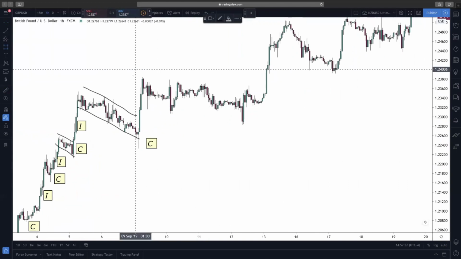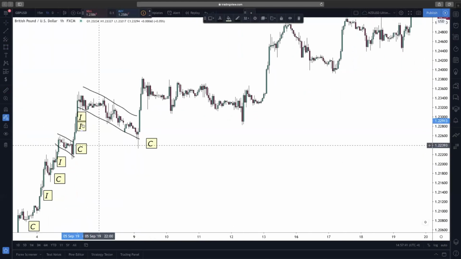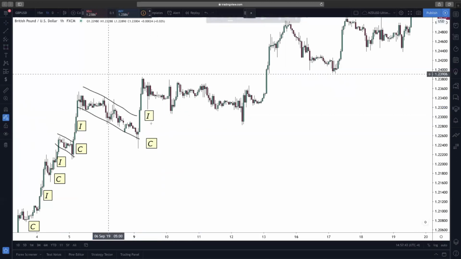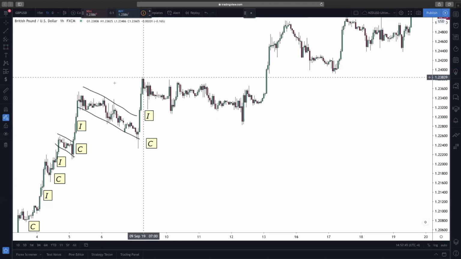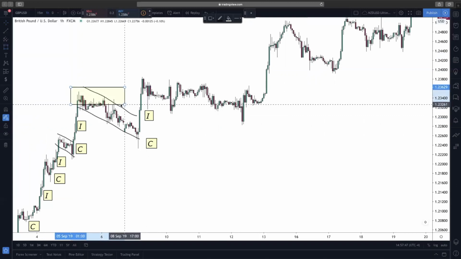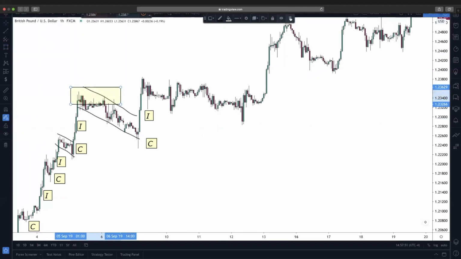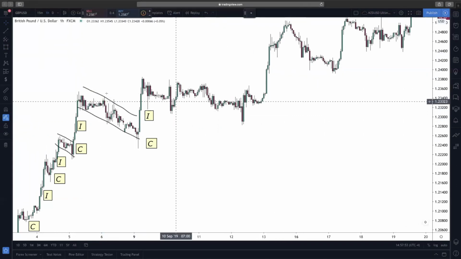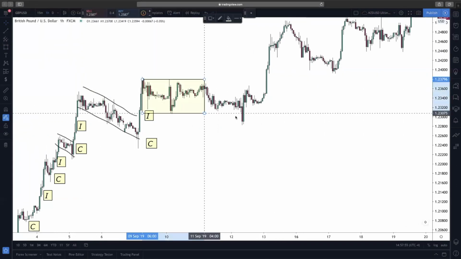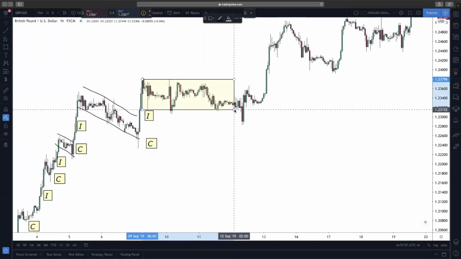So this here, another instance of what? Of an impulse. We had an impulse upwards. We broke this structure that's to the left of it, right? And here we have a zone where price is essentially consolidating.